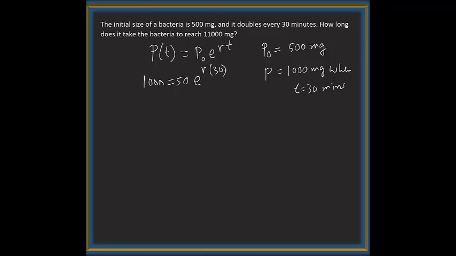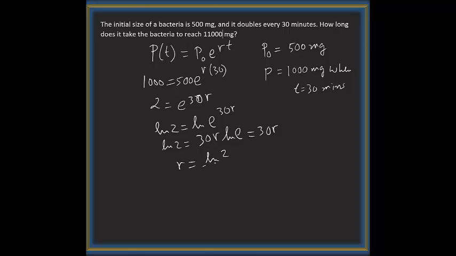Now we need to find r from here. So what we do, first we divide both sides by 500. So then you get 2 equals e to the 30r. Now if you take the logarithm, then you get natural log of 2 is natural log of e to the 30r. So that means natural log of 2 is 30r times natural log of e, and you know natural log of e is 1, so it is 30r. And then what do we get? Our r equals natural log of 2 over 30. You can make it decimal or leave it there.